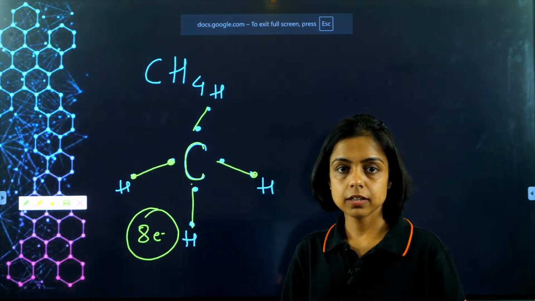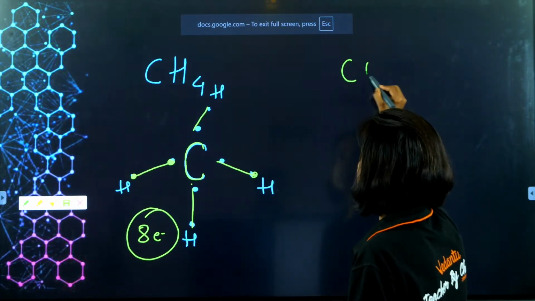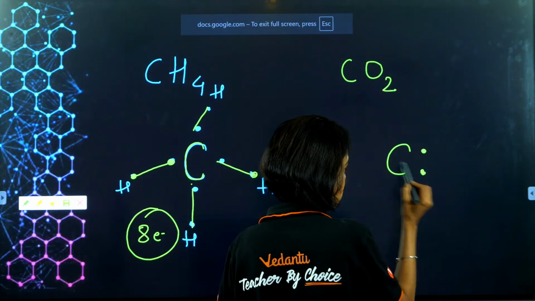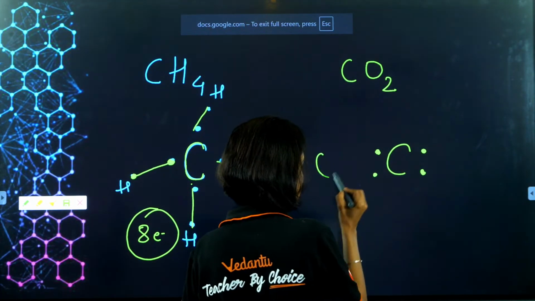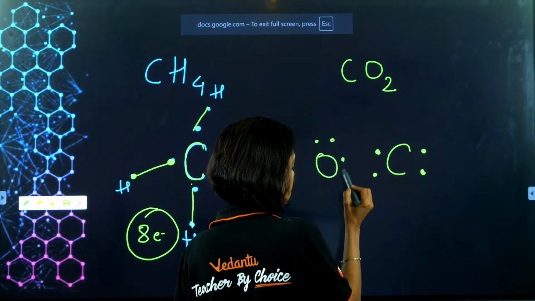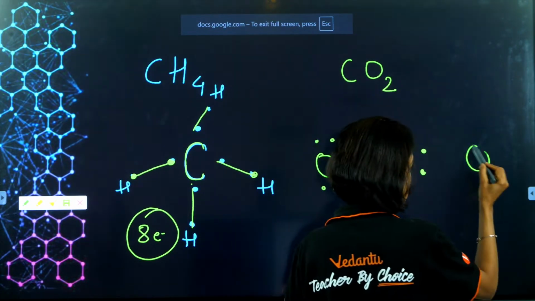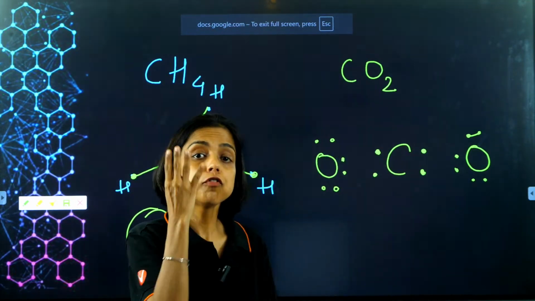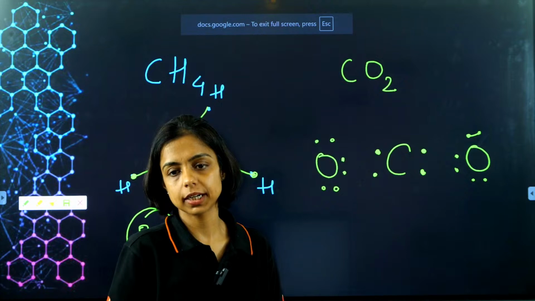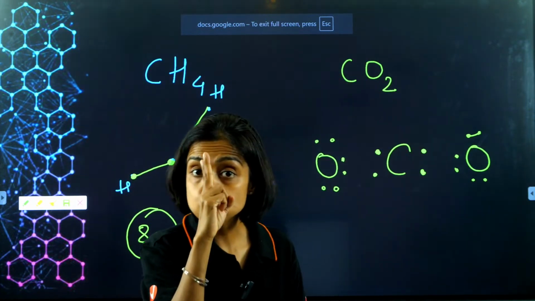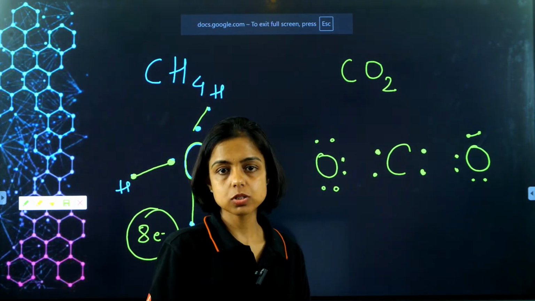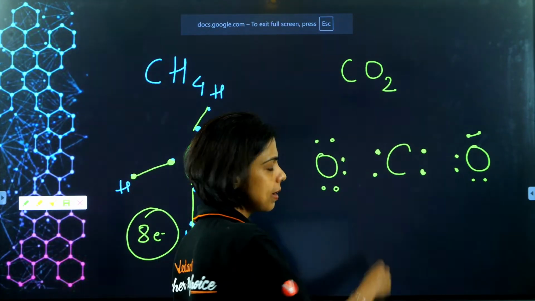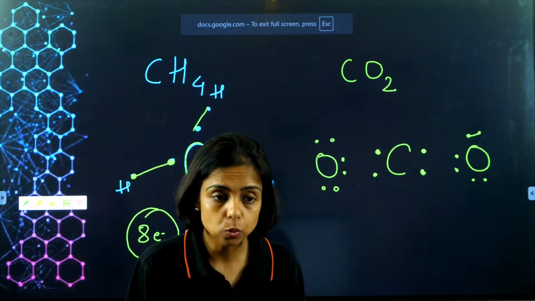Right? For example, we have CO2. So what will happen? Carbon has 4 valence electrons. How many valence electrons does oxygen have? 6. 1, 2, 3, 4, 5, 6. Let me put 6 dots around oxygen. Now, carbon needs 4 more electrons to complete the octet, and oxygen needs 2 electrons to complete the octet because oxygen already has 6 valence electrons and our carbon has 4 valence electrons. So what will it do?